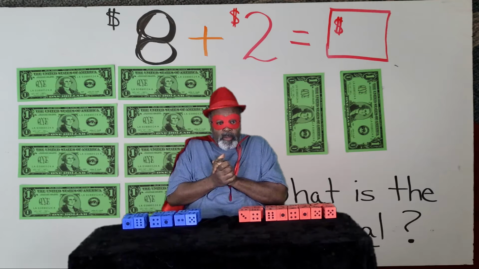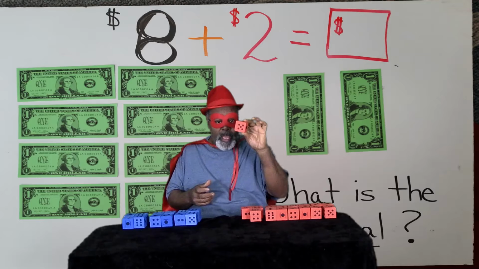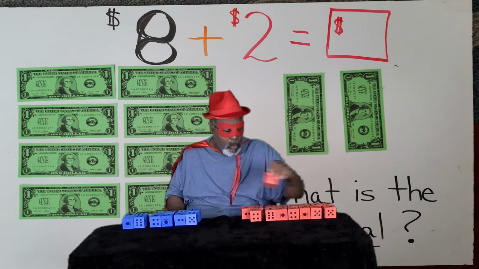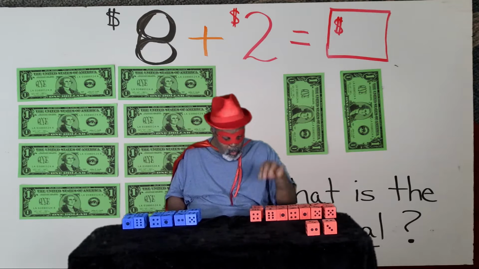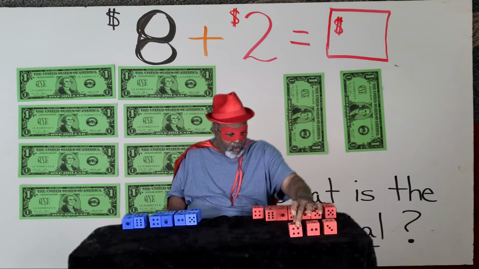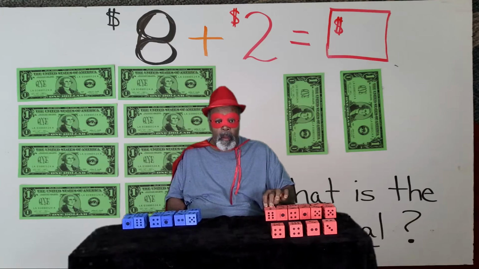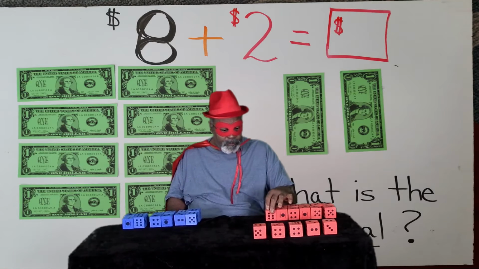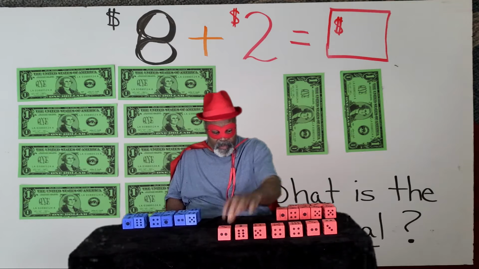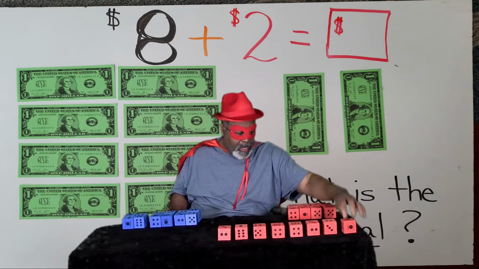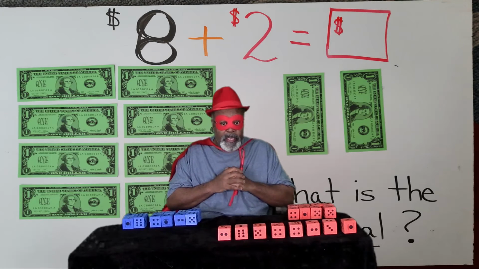So what I'm going to do is count out 8 red dice. Count with me. 1, 2, 3, 4, 5, 6, 7, 8. All right, so we have 8 red dice.